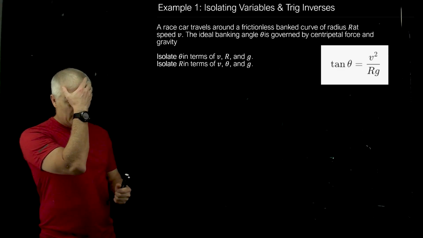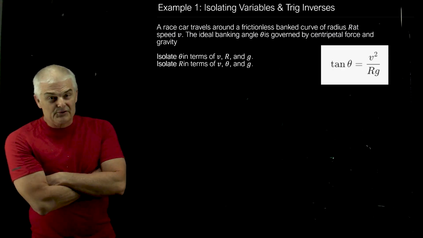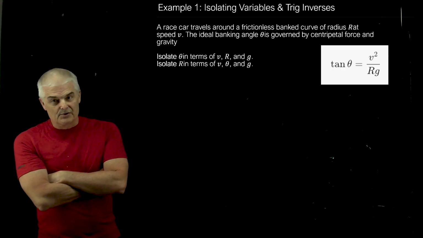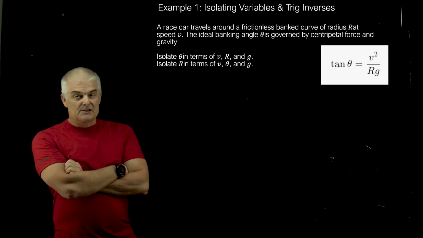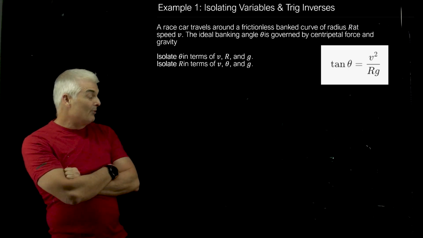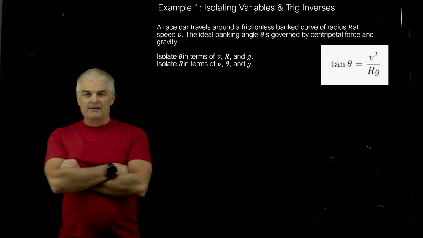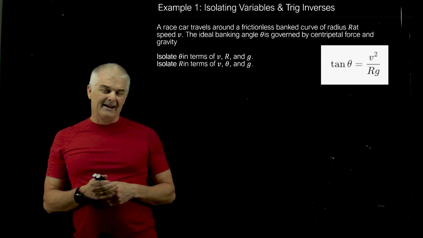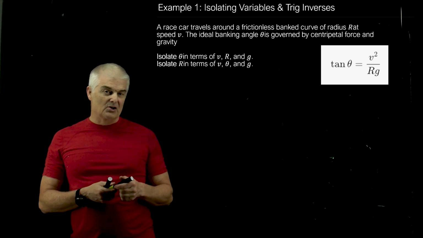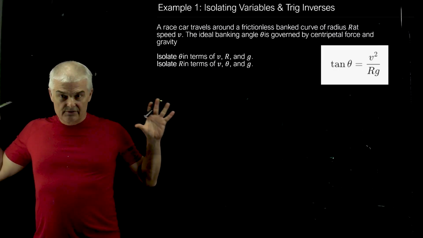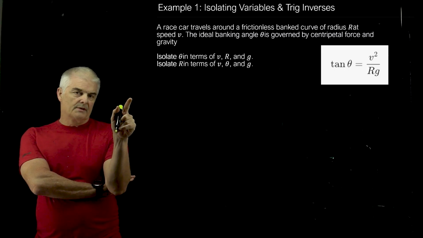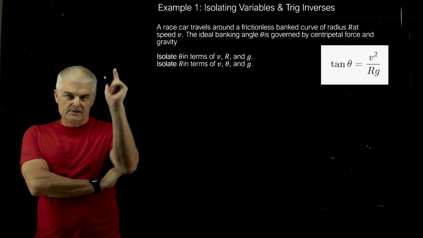So here's example number one. I want to isolate variables with the trig inverses. A race car travels around a frictionless banked curve of radius r at speed v. The ideal banking angle theta is governed by the centripetal force and gravity. So I want to isolate theta in terms of v, r, and g. So no numbers, right? I want to solve for both theta and then r. So let's see if we can figure out how to do this.